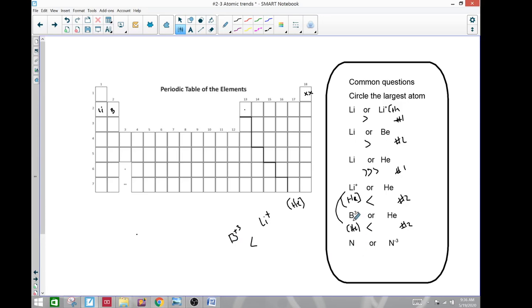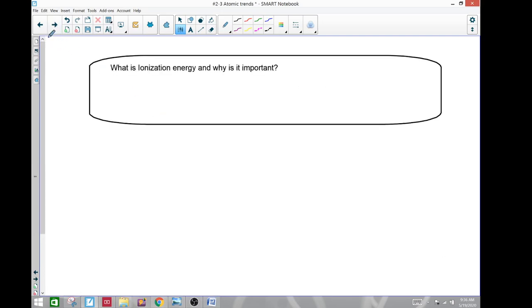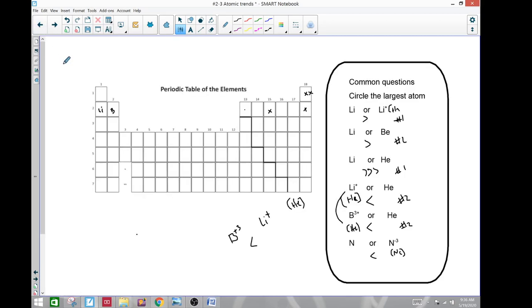Okay, nitrogen versus nitride, so they're both nitrogen, but the nitride is isoelectric with neon. So this guy has 10 electrons, so it's neon. And therefore, due to electron repulsion, this guy is slightly bigger. All right, and that is probably going to be the end of our trend of atomic radius. Thank you.